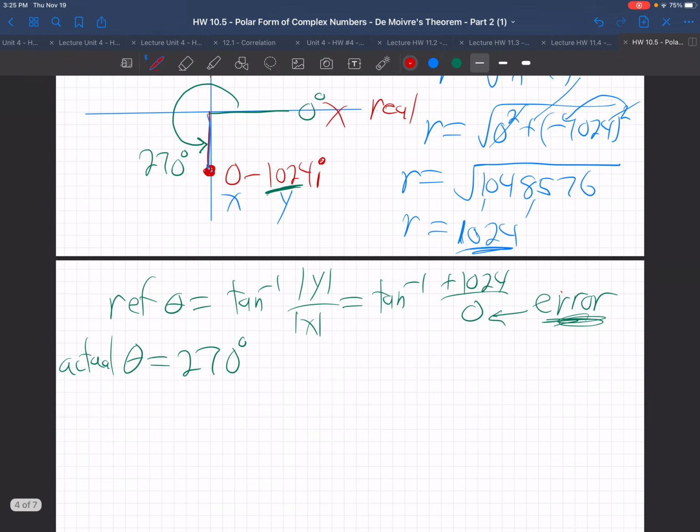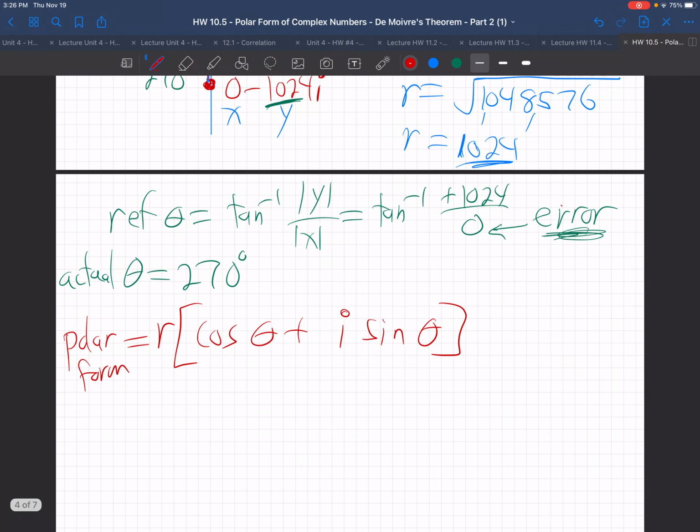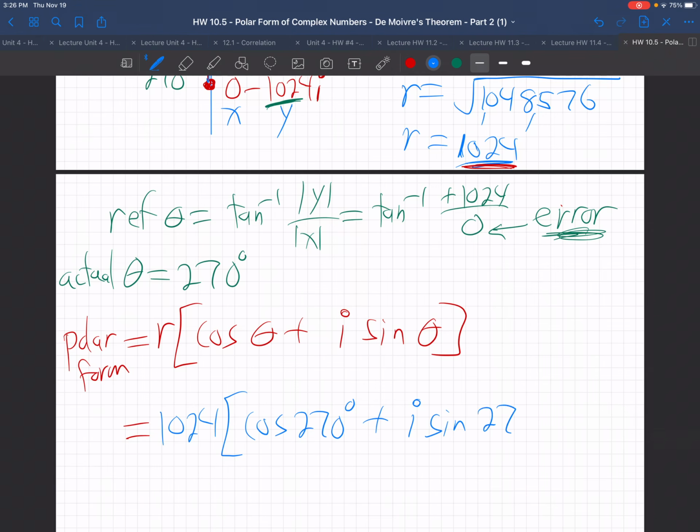Okay, so now let's write the polar form. So the polar form is going to be r cosine theta plus i sine theta. That's how you do polar form of any complex number. So it's going to be r, what's r? r here is 1024 times cosine 270 plus i sine 270, right?